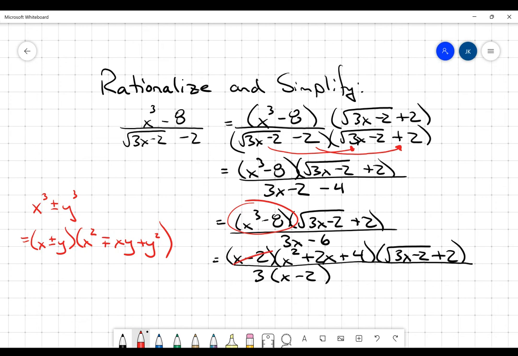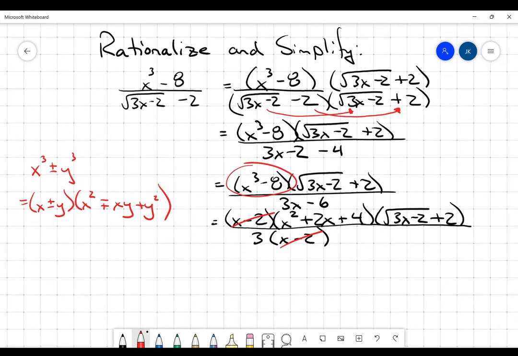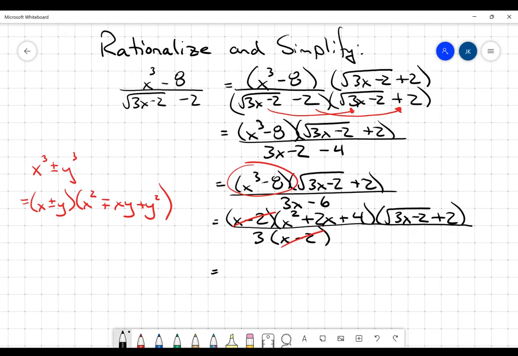So at this point here, I can cancel the x minus 2's, and I'm going to be left with 1/3 times x squared plus 2x plus 4 multiplied by the square root of 3x minus 2 plus 2. And this is almost exactly equal to the original expression, except the original expression had this non-permissible value when x is equal to 2. So to make these equal, I'm going to have to include that x cannot equal 2. And now they're equivalent to each other.